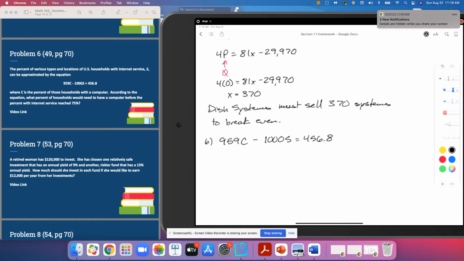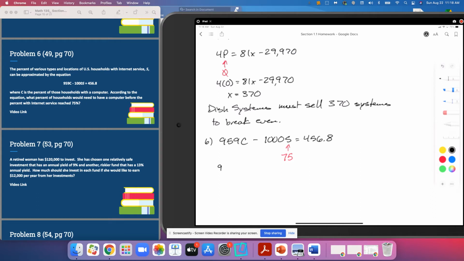So at any rate, we have the percent of households with internet services, S, is modeled by an equation, where C is the percent of those households with a computer. According to this equation, what percent of households would need to have a computer before the percent of internet services reached 75%? And so we have 75% being put in for S there, folks. We are not going to change it to a decimal because, again, just like with the other one, that is already accounted for by it saying that it's a percent in the problem. So we will leave it as 75.